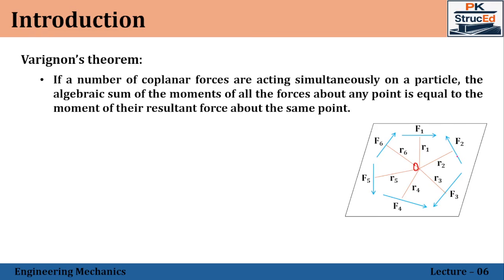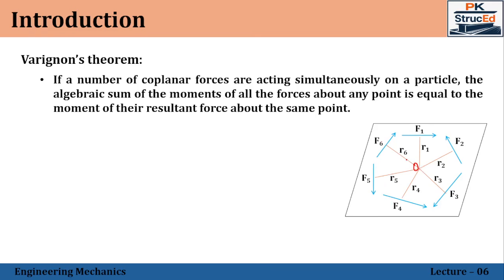Next, F2 is acting towards the left side, so it will try to create an anti-clockwise moment about the point O. That value, F2 into R2, will be positive. Then F3 will create a clockwise moment about the point O. The magnitude will be F3 into R3. Since it is clockwise, the value should be negative. F4 will create an anti-clockwise moment, so the value will be plus F4 into R4. Similarly, F5 will be F5 into R5, positive, anti-clockwise. And F6 will create a clockwise moment about the point O, so that will be negative.